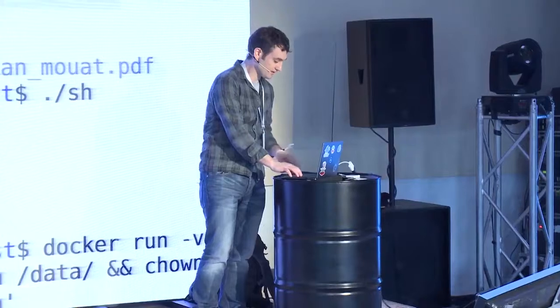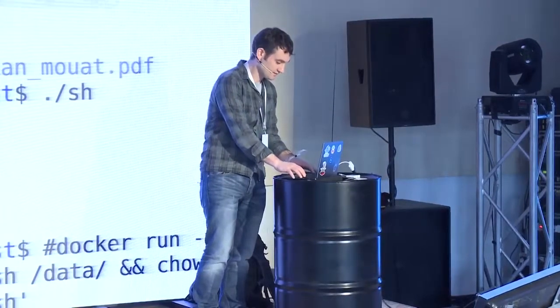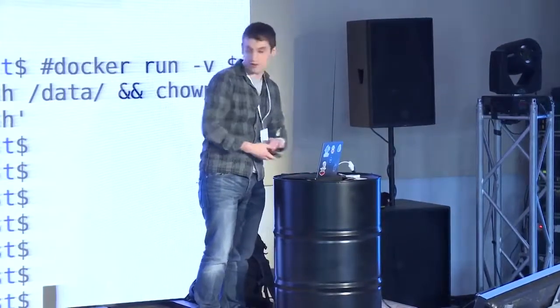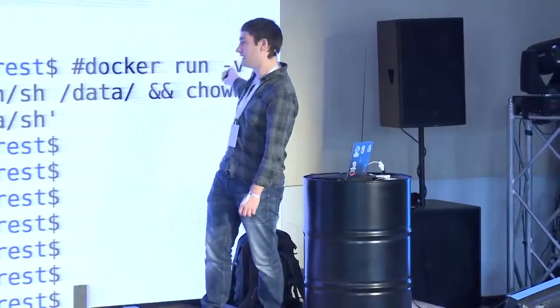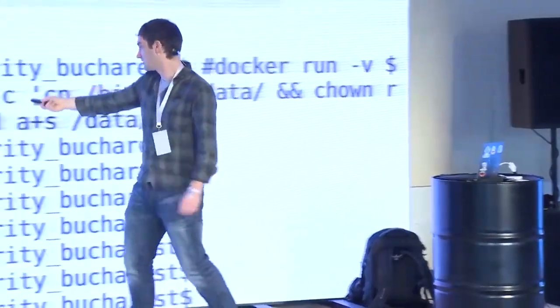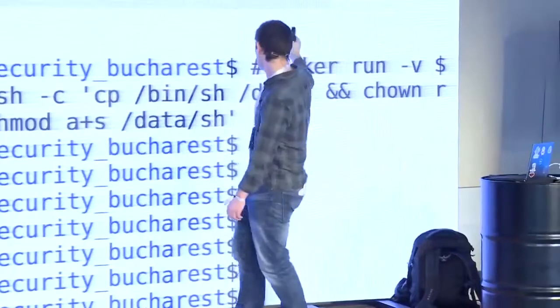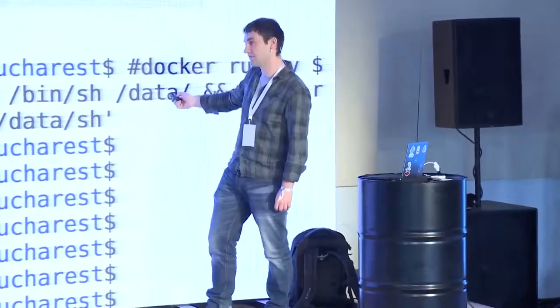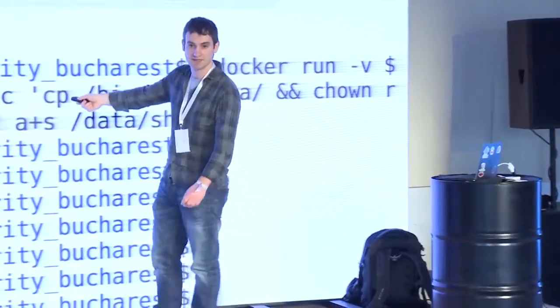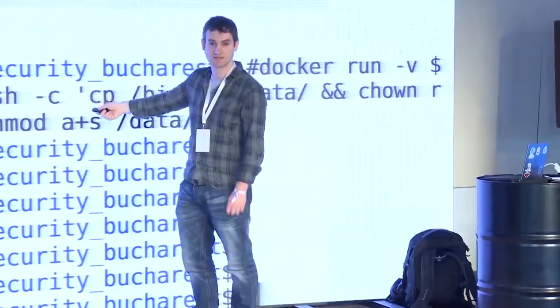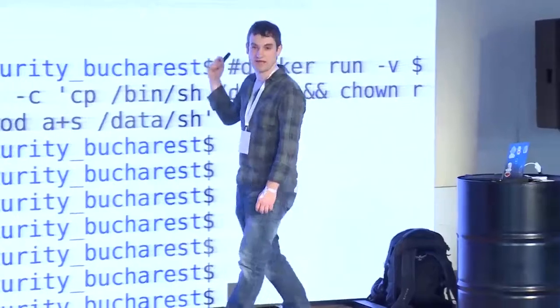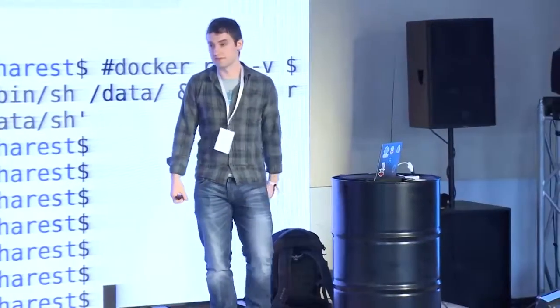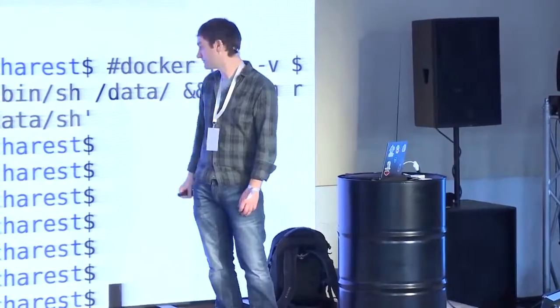I guess I'll quickly try and explain that command. All we've done is create a container based on the Debian image. We've copied the file /bin/sh into a mounted volume, and we set the setuid bit. So it changes ownership to root and sets the setuid bit. So when you run that outside, it runs as root. And that's how it works.